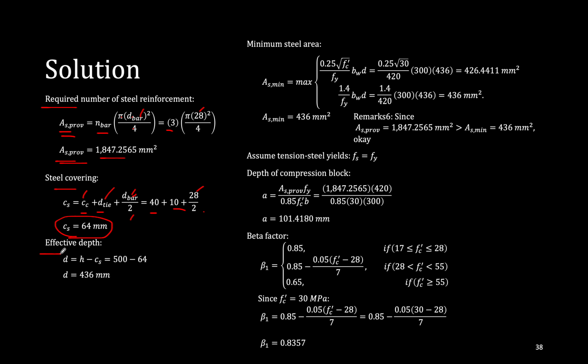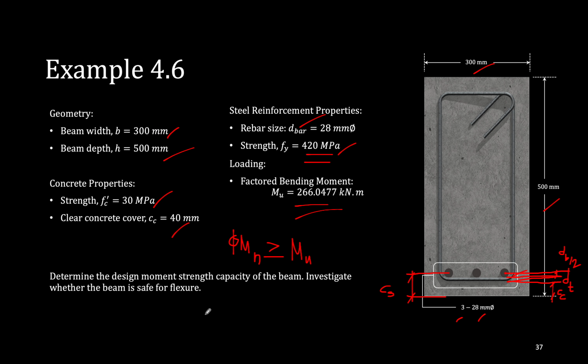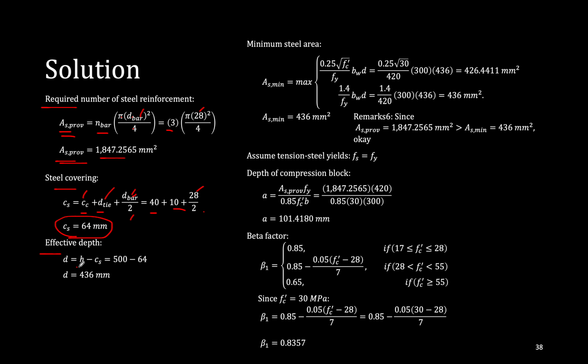After that, isi-solve na natin yung effective depth. So to solve for our effective depth, yung H natin na 500 millimeters, ay babawasan na natin ng steel covering. Kasi yung D natin is taken from the centroid ng ating steel reinforcement hanggang dito sa extreme fiber ng ating concrete sa compression side. So ito yung D. So yung H na 500 minus yung concrete na covering na 64, yung D natin is 436 millimeters.